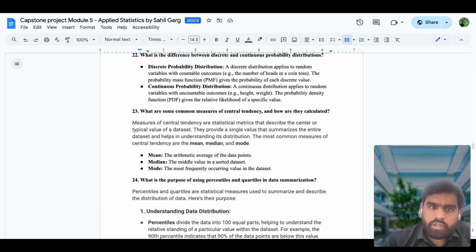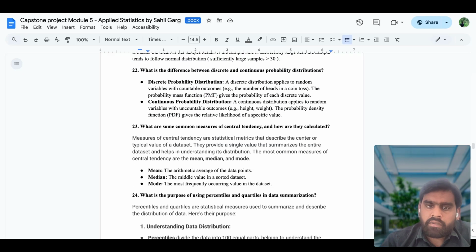Moving on to our next question, question number 23. What are some of the common measures of central tendency and how are they calculated? Central tendency can be divided into three parts, that is mean, median, and mode. The main work is to provide some summarization of the data.